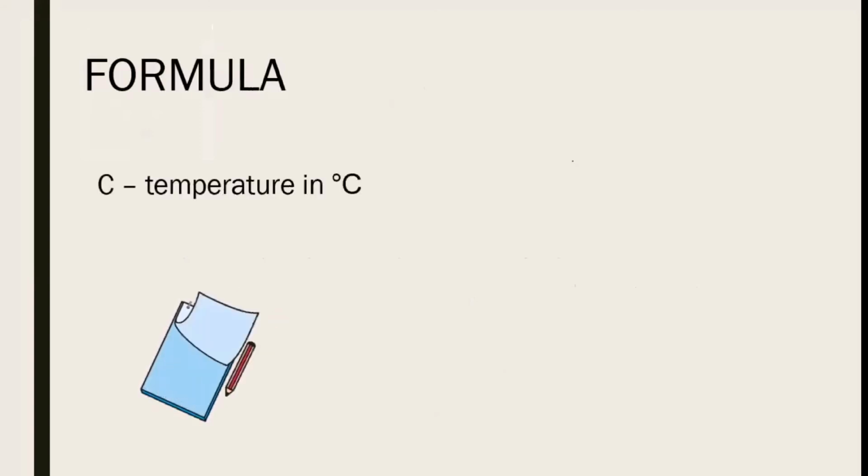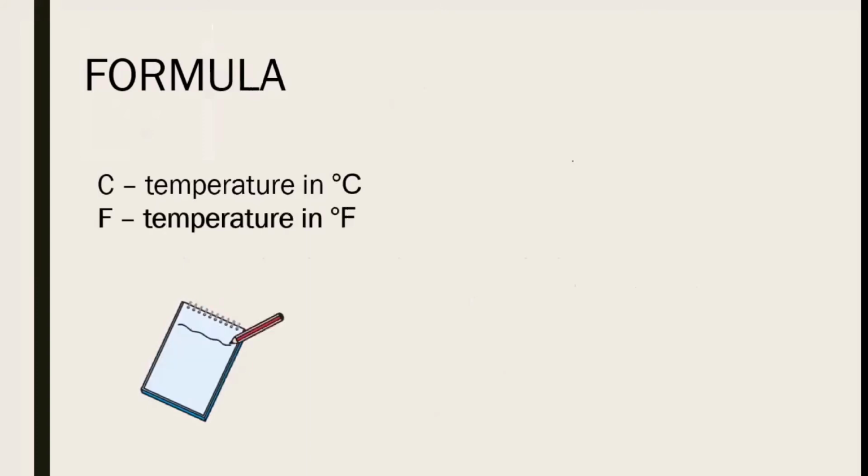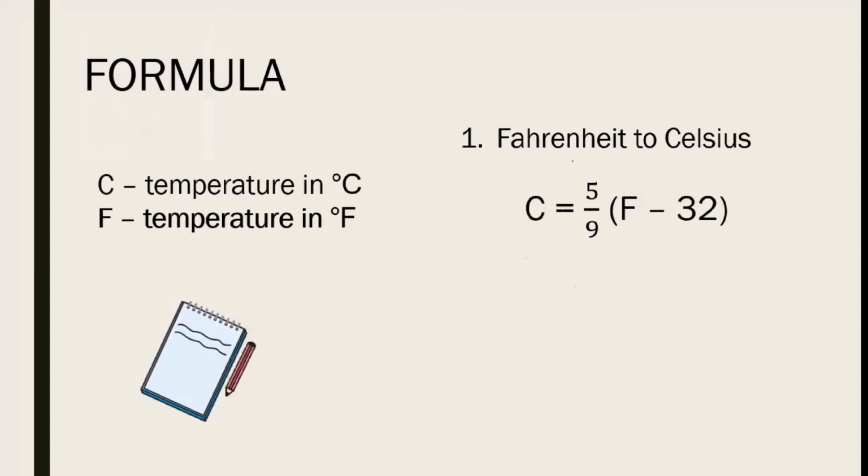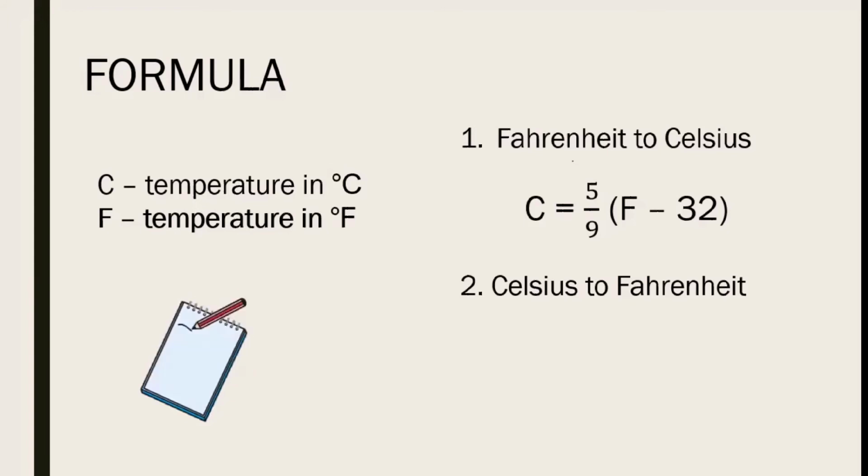Let's talk about the formula. We have to take note of this information. C will be your temperature in degrees Celsius and F is your temperature in degrees Fahrenheit. First formula, converting Fahrenheit to Celsius, is given by C is equal to 5 over 9 multiplied by F minus 32. Next is Celsius to Fahrenheit. This is given by F is equal to 9 over 5 times C plus 32.